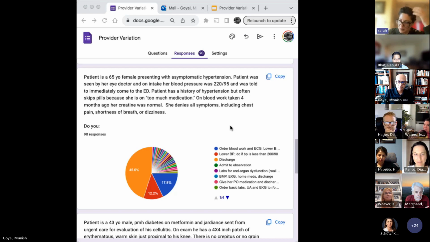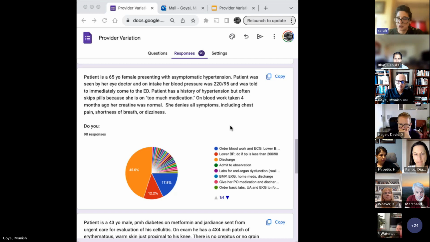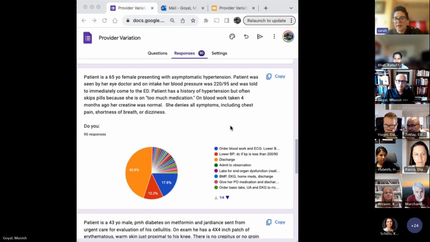So we are faced with kind of pressures to either order blood work or to lower it. And again, as you'll see in the answers, everyone has a different magical number at which they are discharging people. And I'd love to hear your thoughts about, do you discharge these people immediately? Do you try to lower it? Do you have a magical number? And how do you think we can, as a group, come to a consensus to have patients stop coming in for asymptomatic hypertension?